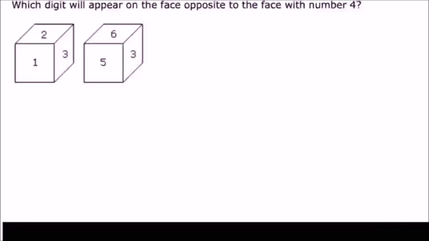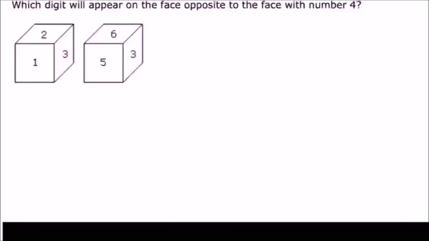Now this example is from the type 2, in which you are given only 2 figures and you are asked to find the face opposite to the given face. In this question you are asked to find the number which is opposite to the number 4. At the start of the video I told you that you're going to follow the orientation method for the type 2, in which you're given only 2 figures.